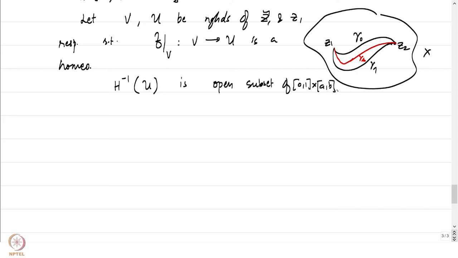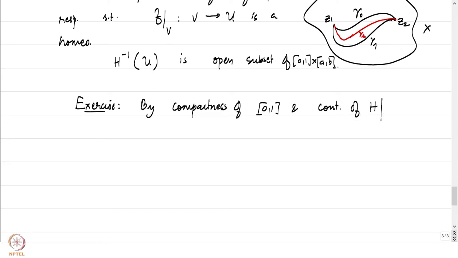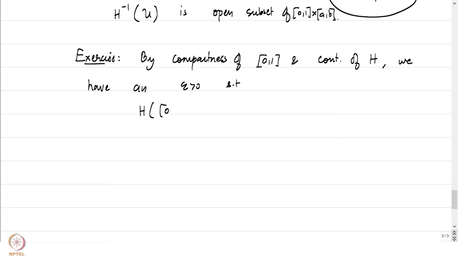And by a compactness argument, I will just give it as an exercise here for you to sit down and check that by compactness of [0, 1], and continuity of H restricted to [0, 1], maybe continuity of H is enough, we have an epsilon positive such that H of [0, 1] cross [A, A plus epsilon) is contained in capital U.